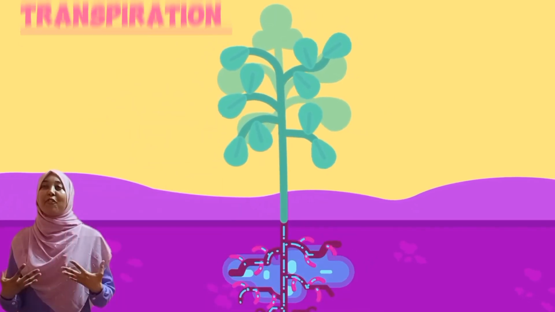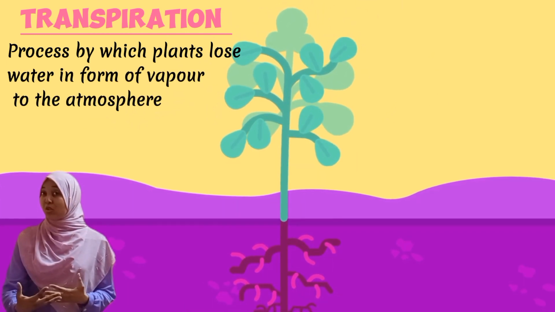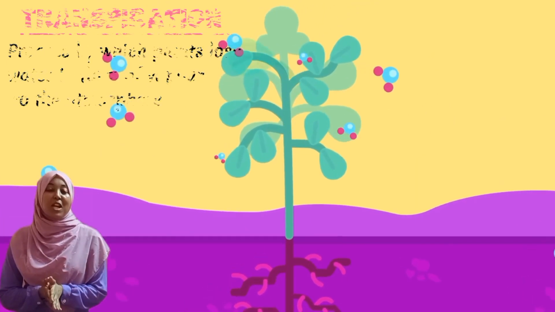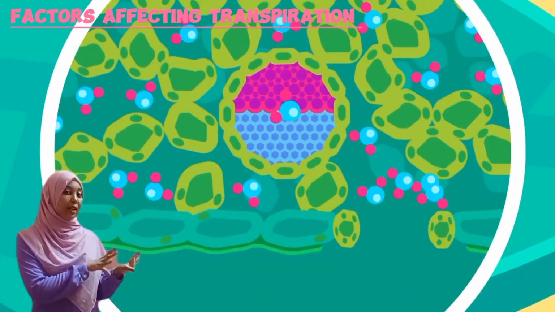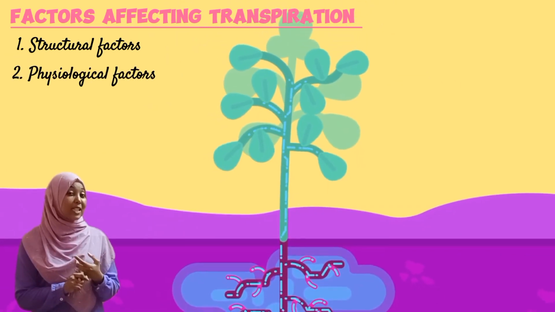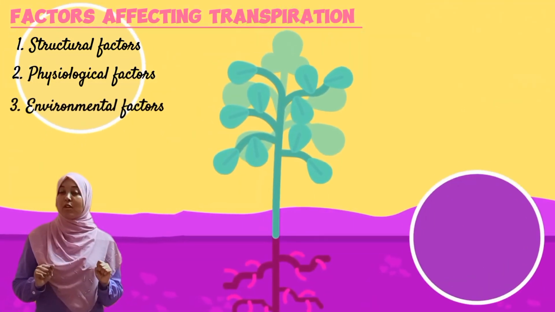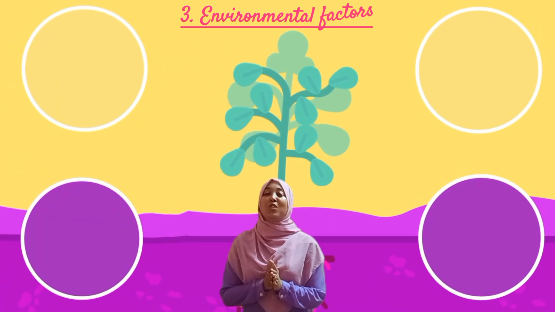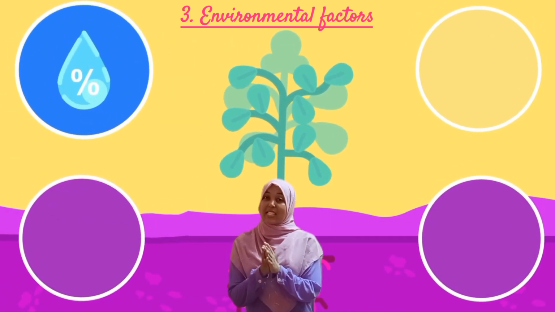Affecting the rate of transpiration. So these are going to be factors that either speed up the rate of transpiration or slow it down. Now, when talking about such factors, I'm going to break it down into the following three. Number one, structural factors. Number two, physiological factors. And three, environmental factors.